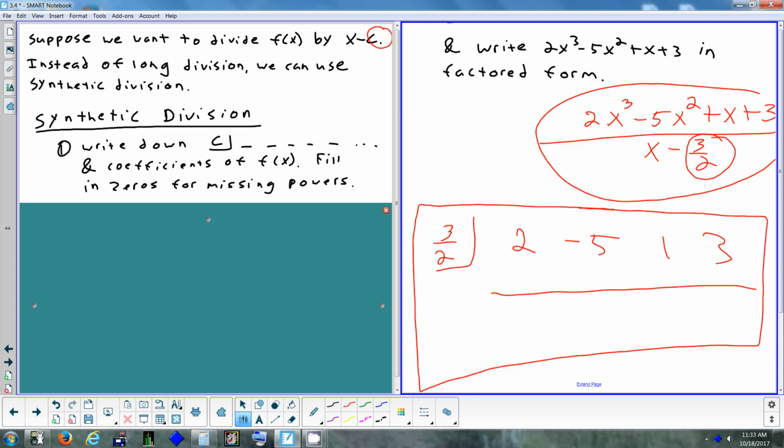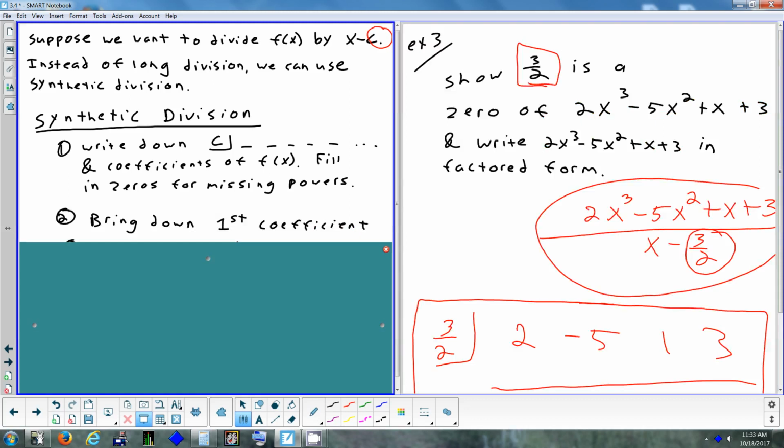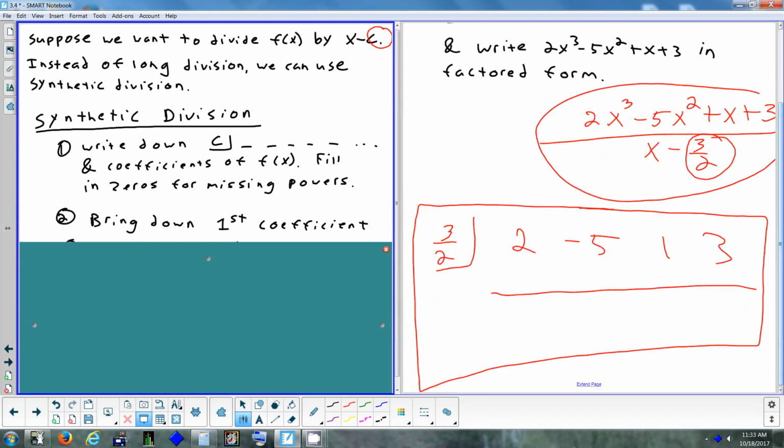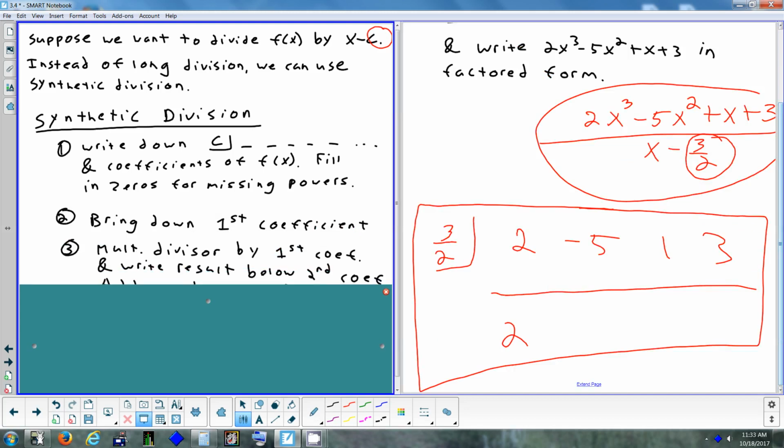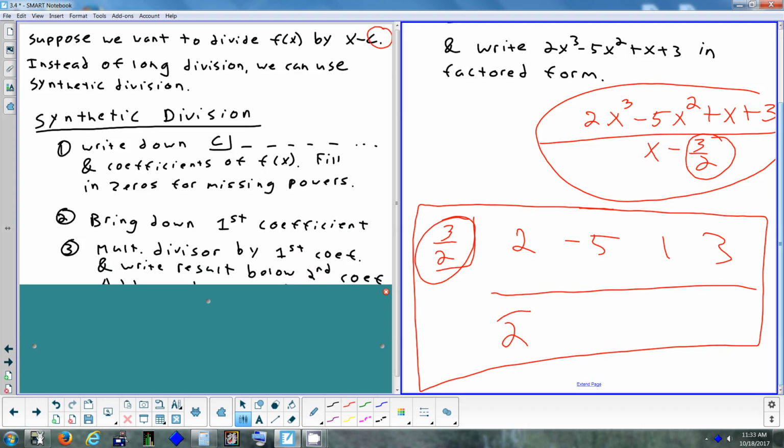So put down your coefficients, fill in any missing powers. We did that. Bring down the first coefficient, 2. Just bring it down. Next step. Multiply the divisor, which is 3/2, by 2. And we're going to put the answer right there. I'm going to erase that x, but that's where the answer is going to go.